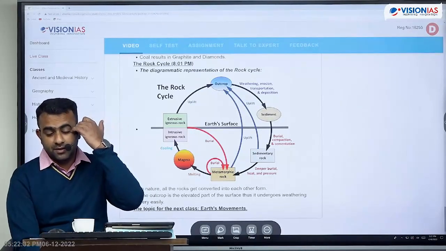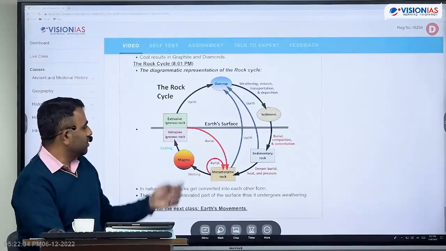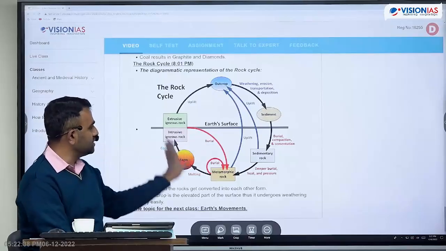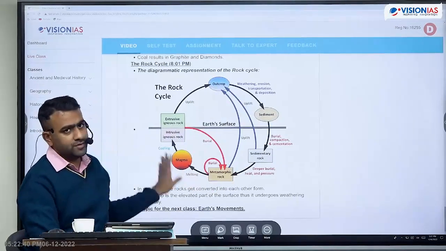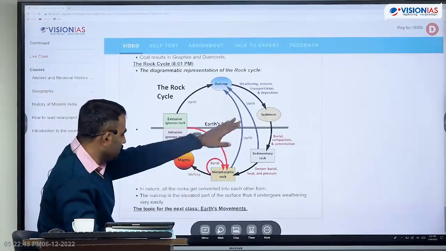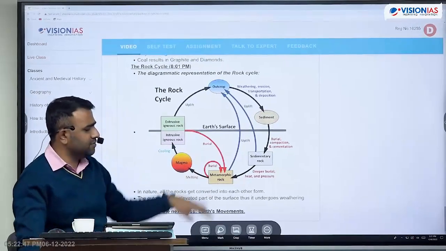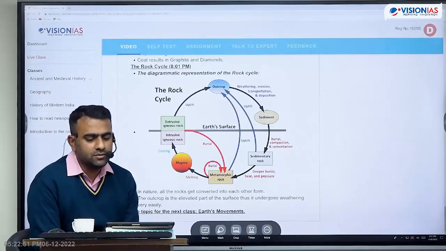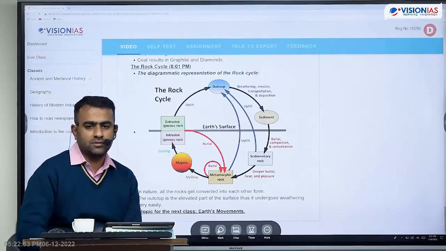Fine. So then we also studied about the rock cycle. The way the rocks continuously get changed from one form to another form: igneous to sedimentary, sedimentary to metamorphic, metamorphic to igneous, or metamorphic to sedimentary, sedimentary to metamorphic, igneous to metamorphic. It continuously changes like this. That is what is the rock cycle. So that is where we had reached. Tell me, any doubts? Yes.